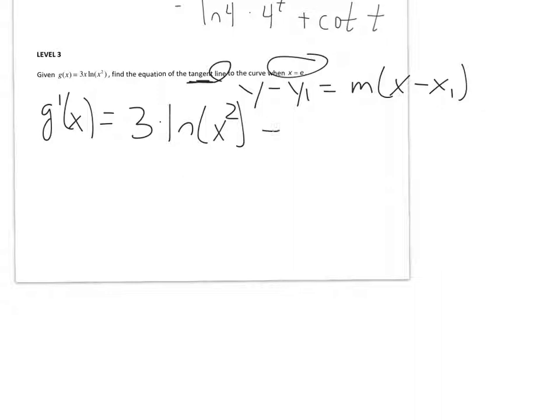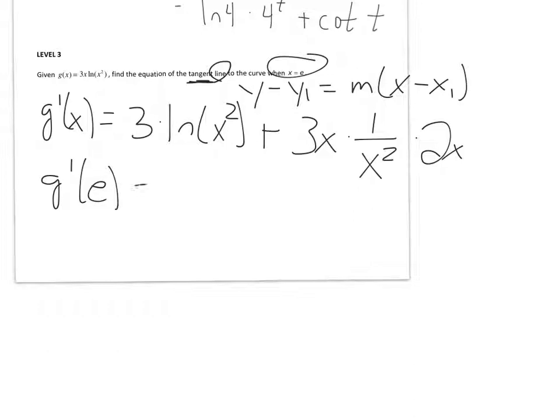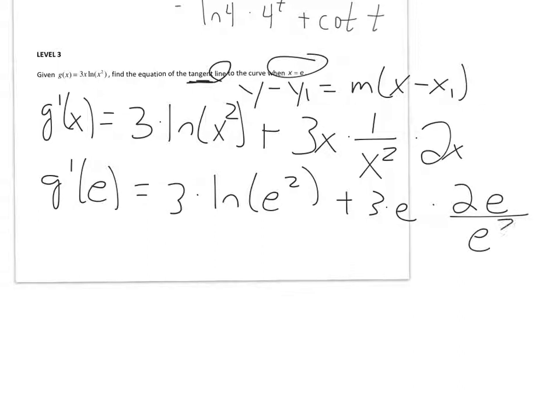Derivative of 3x is 3. Derivative of natural log is the reciprocal function. So 3x times 1 over x squared. And then the derivative of x squared is 2x. So I have my derivative for g prime. So I want to evaluate this at e. So I have 3 times the natural log of e squared plus 3 times e, and then I have times 2e over e squared. So if I do some cleaning up here, e squared will simplify, so I have plus 6 there. The natural log of e squared is one of those things I should immediately recognize is equal to 2, so I have 6 plus 6, or 12.